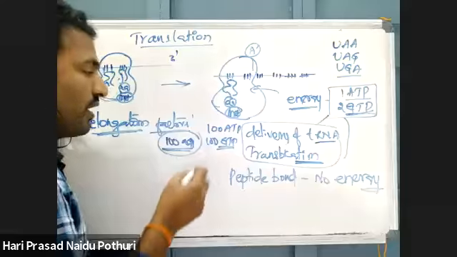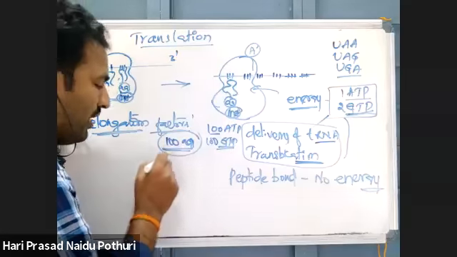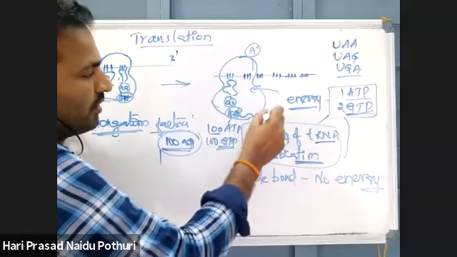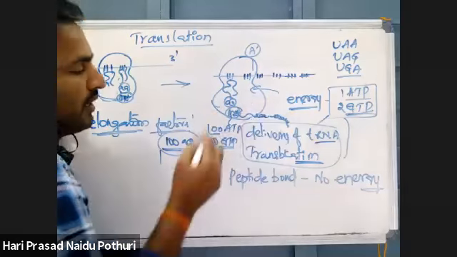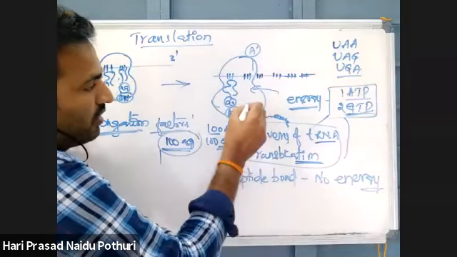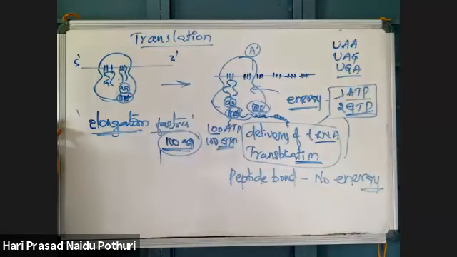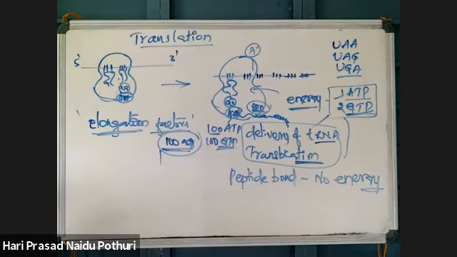Suppose 100 amino acids are made in this peptide. Here 2 amino acids are there. Like that, many amino acids are joined and there is formation of a peptide. Suppose 100 amino acids are formed in this peptide, then the total energy used may be 100 ATPs and 100 GTPs. Okay, that is about this one.